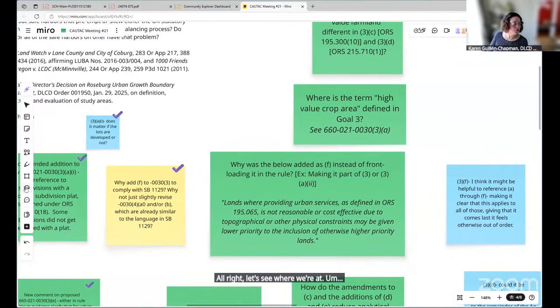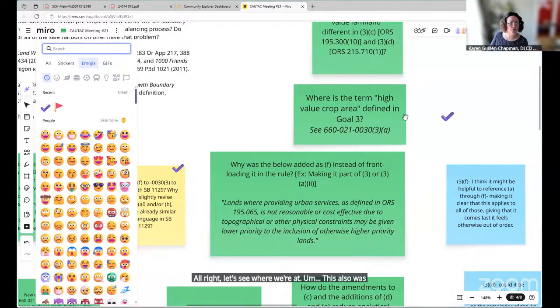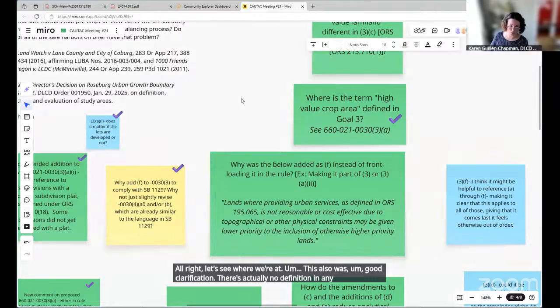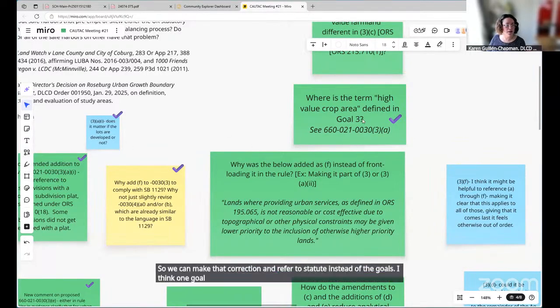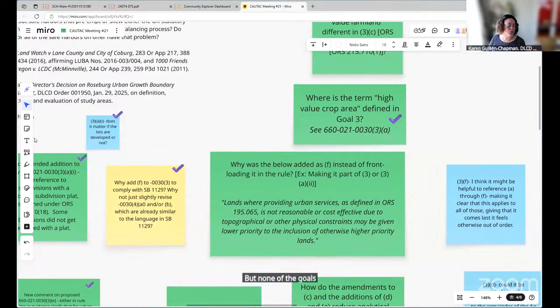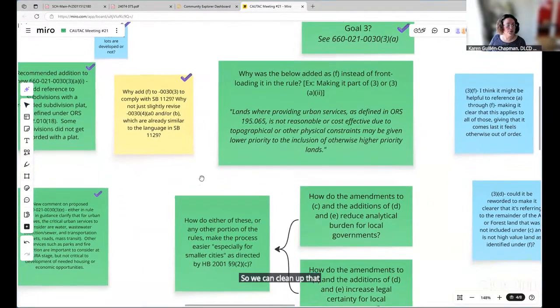This also was good clarification. There's actually no definition in any of the goals. I checked all the goals, but there is a definition in statute. So we can make that correction and refer to statute instead of the goals. I think one goal references high value crop area, but none of the goals have a definition within it. Those are in statute. So we can clean up that rule language.